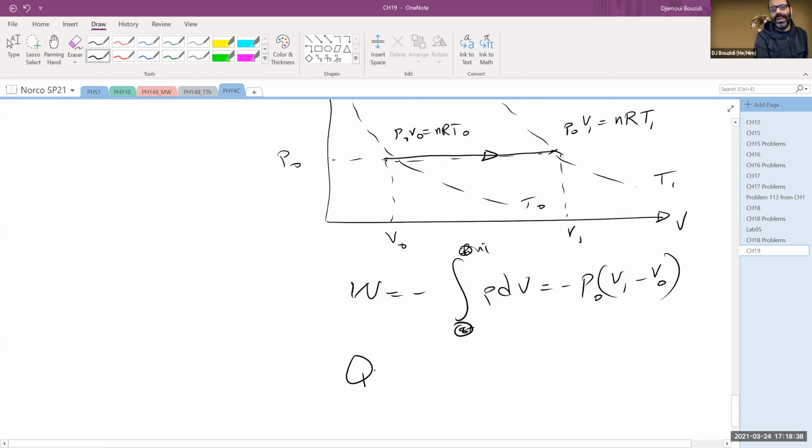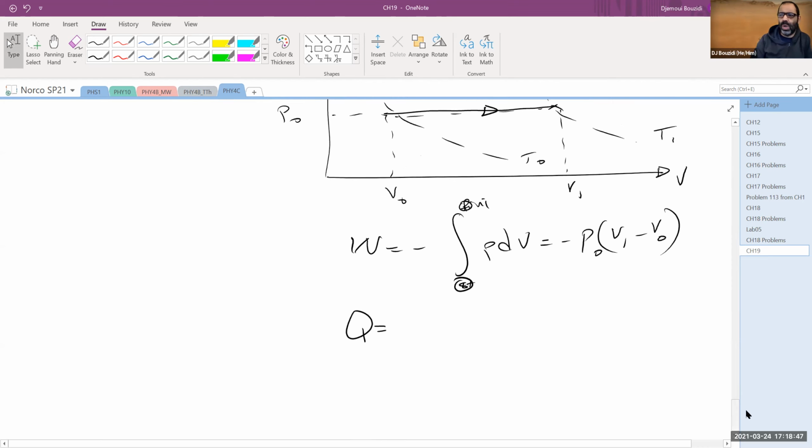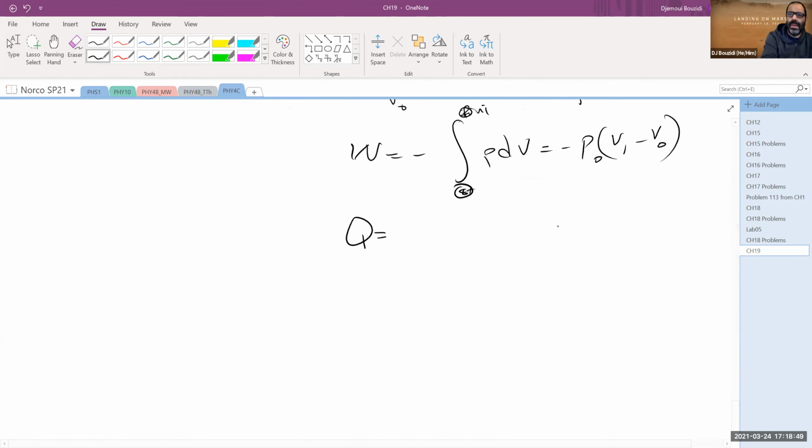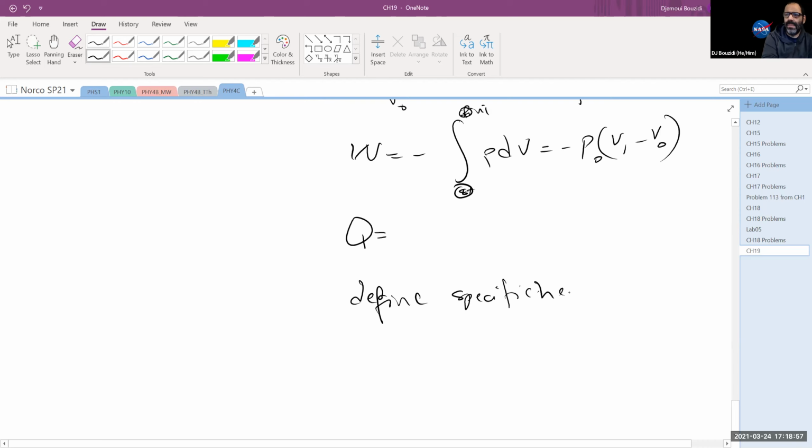Now Q needs to be defined. How much heat is added to the system? We're going to come up with something else. Okay, we're going to define the molar specific heat at constant pressure.